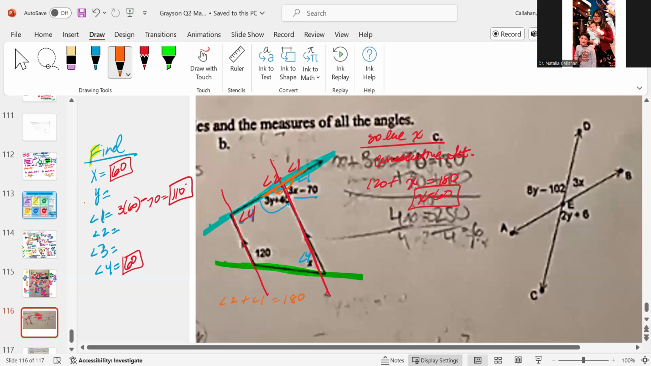What is angle 1 again? 110. So angle 2 plus 110 equals 180. So what does angle 2 equal? Look at the equation. Angle 2 plus 110 equals 180. Don't look at the letters. Do you see that? So what does angle 2 equal? What do you do with 110? Don't we just subtract it on both sides? Okay, so do that. Write that down and do that.